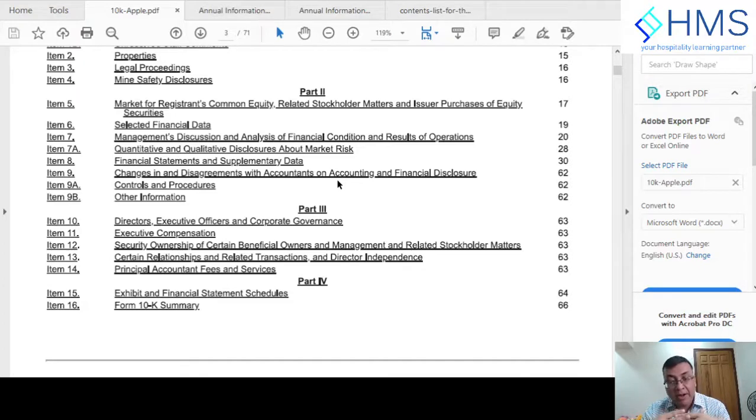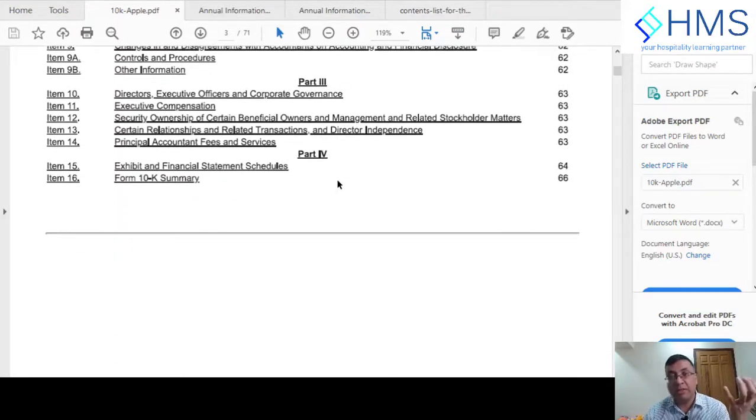Then part 3 will be more on corporate governance, like directors and executive officers, who they are, what their other directorships are, what their remunerations are, and what the security ownership is for the directors and also the other beneficial owners. Is there any change among them? Then the principal accountant fees and services, and then the exhibits and financial statements. So this is the structure of the report.